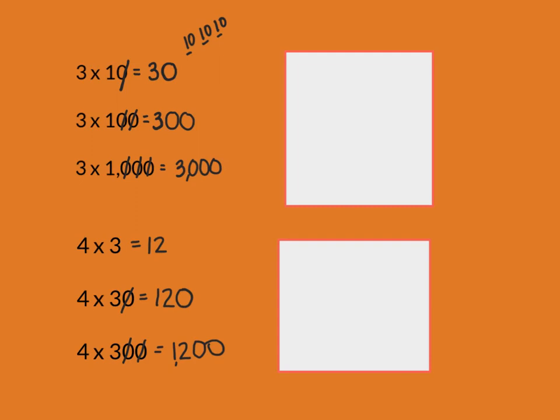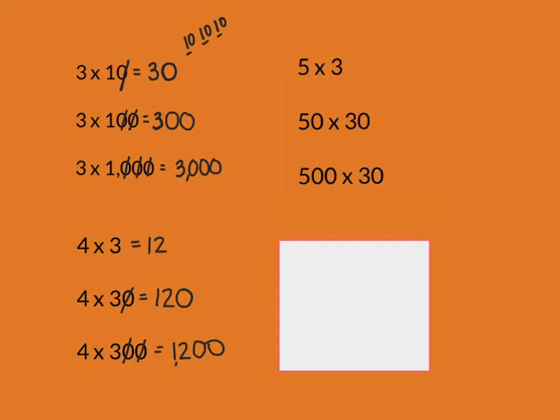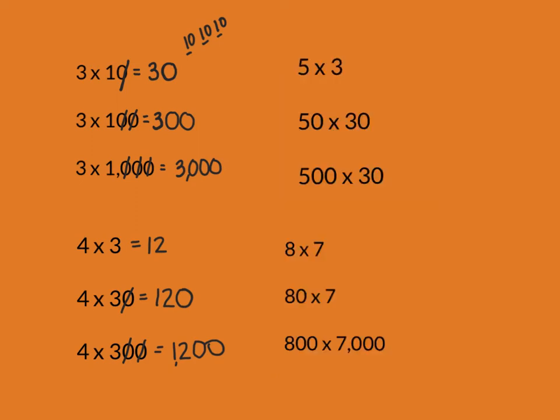I'd like you to pause this video and give these next two sets of problems a try. 5 times 3 and 8 times 7. Be careful. You can take away all of the zeros in these problems, but you have to put them back once you get to your answer. Pause this video and give it a try.